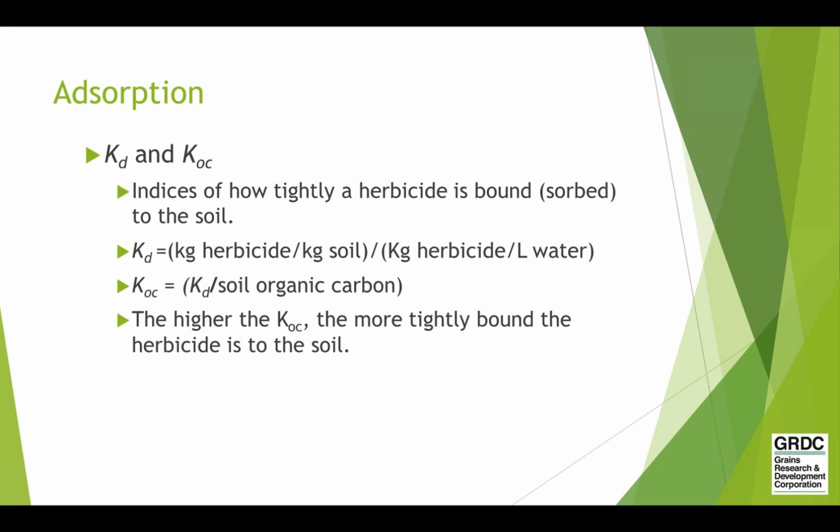The other two terms that you often hear related to adsorption are KD and KOC. These are indices, or a way to measure, how tightly a herbicide is bound to the soil. KD is defined as the kilograms of herbicide bound per kilogram of soil divided by the kilograms of herbicide per liter of soil water. So it's a ratio. And the higher the ratio, the more the herbicide is in the soil and the less in the water.